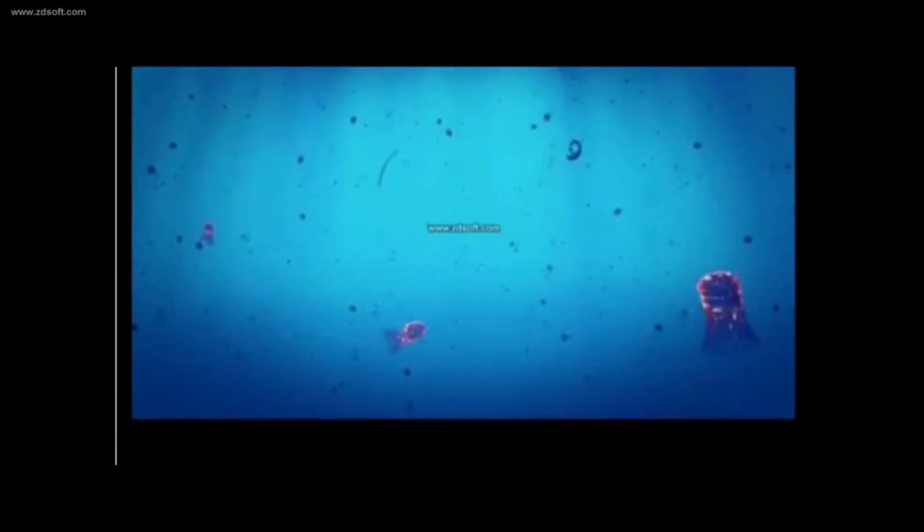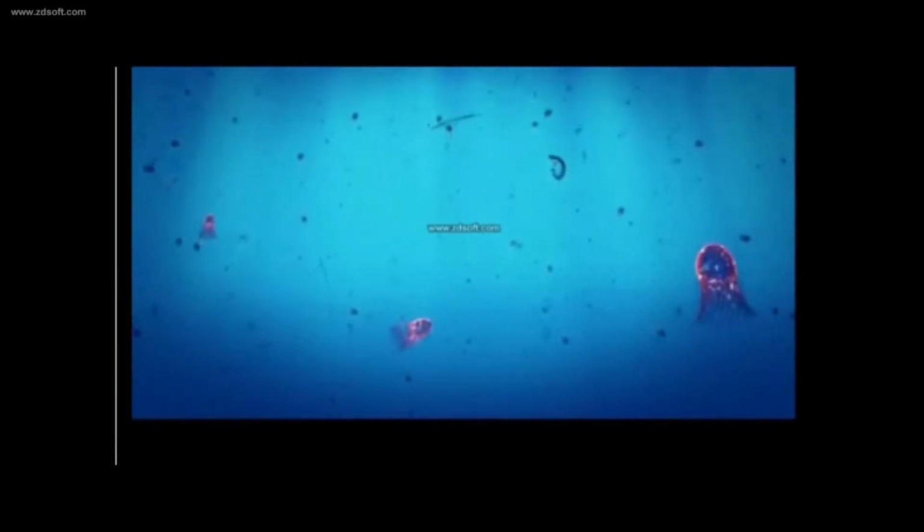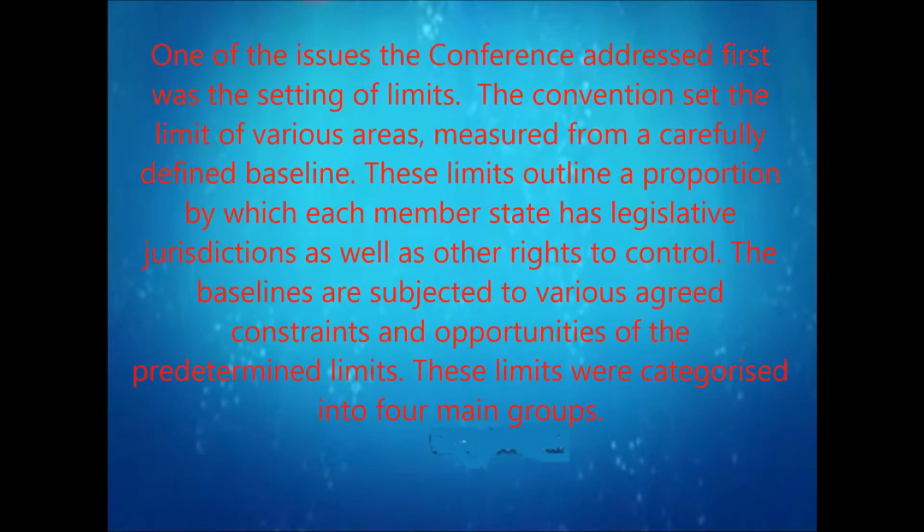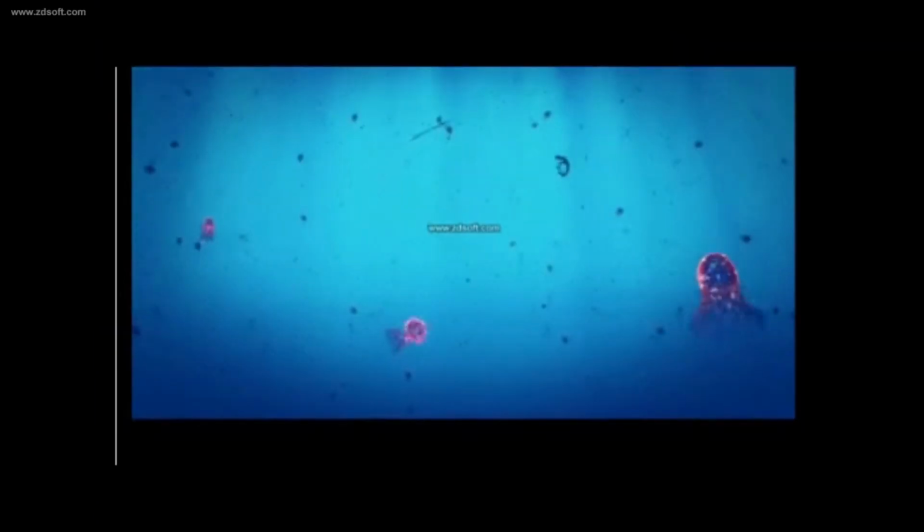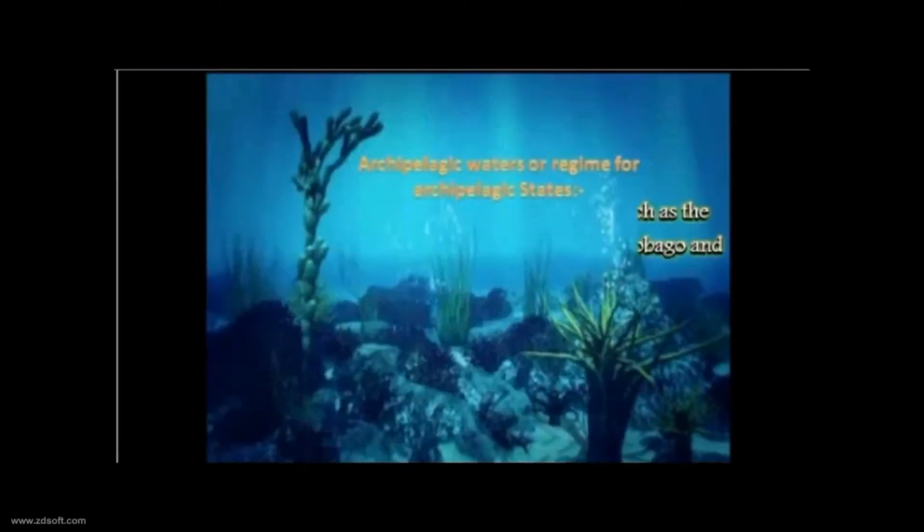Setting limits. The dispute over who controls the oceans probably dates back to the days when the Egyptians first plied the Mediterranean in papyrus rafts, before the Convention on the Law of the Sea could address any issues. One major and primary issue, the setting of limits, would depend on clearly defining the line separating national and international waters. These limits were categorized into 4 main groups. They are as follows.